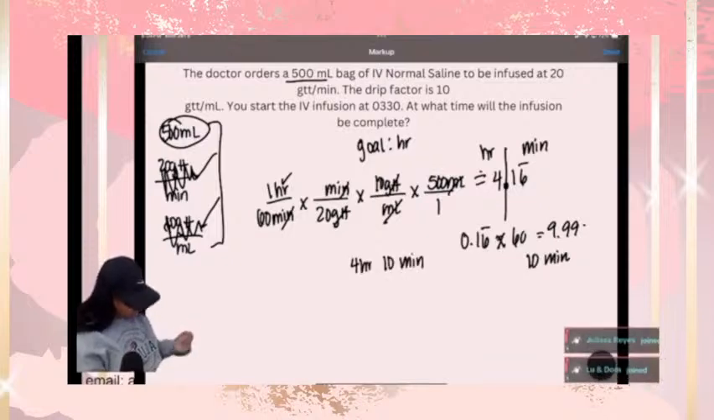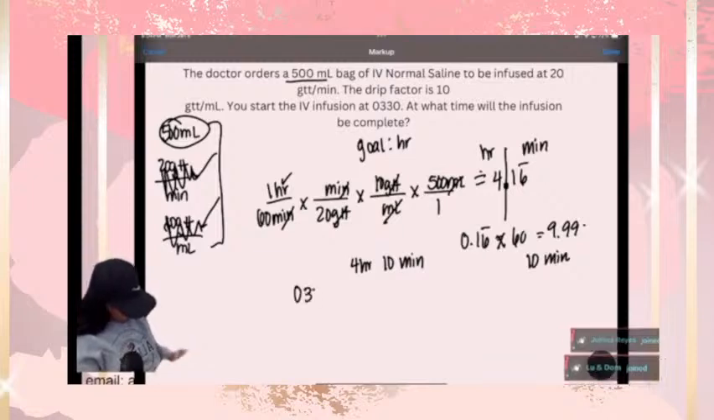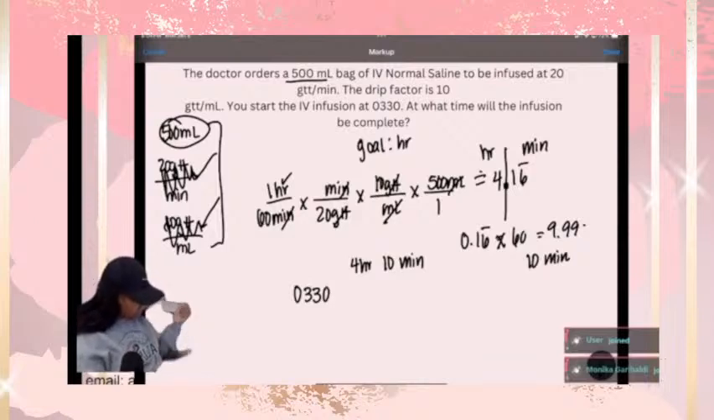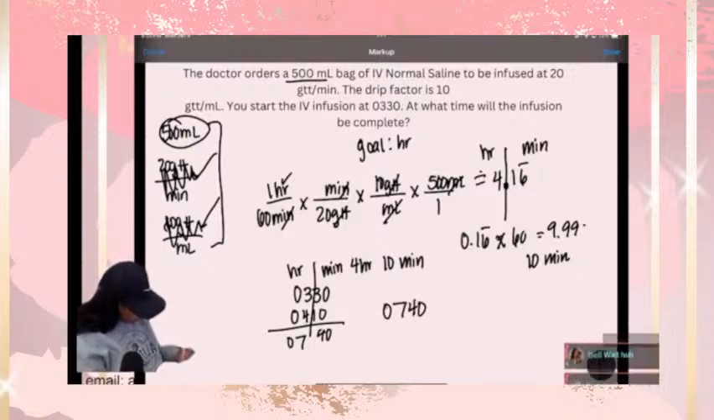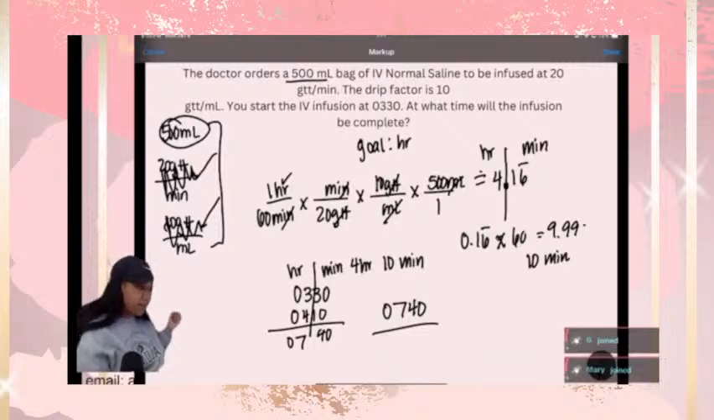So your start time is 03:30 in the morning. Okay. And we need to know what is 4 hours and 10 minutes past 03:30. So 4 hours and 10 minutes. So I do it like this. This is going to be your minutes. This is going to be your hours. So 30 plus 10 is 40 minutes, and then 07. So it'll be 07:40 at the time that'll be done.